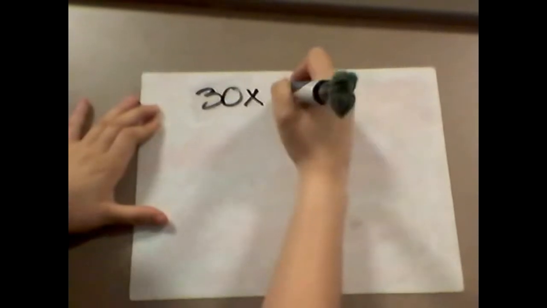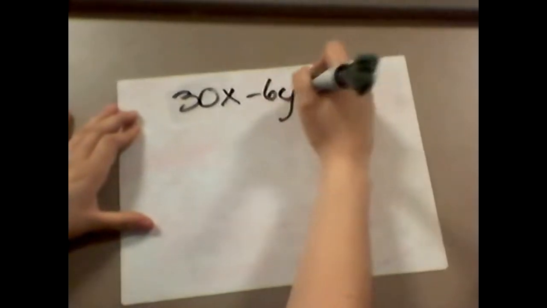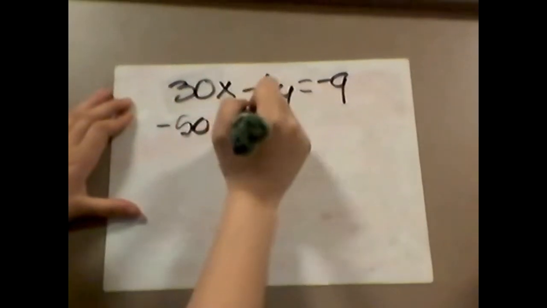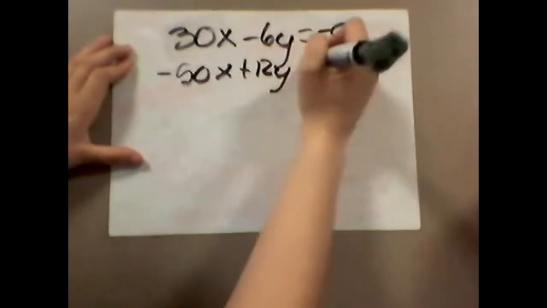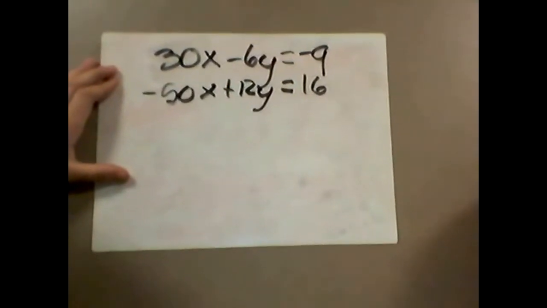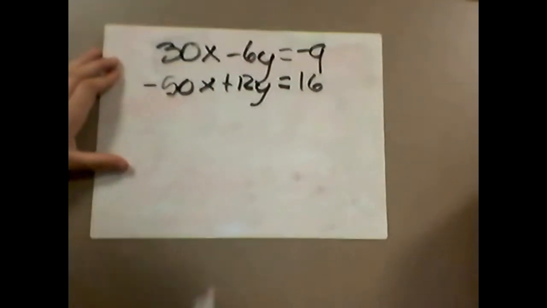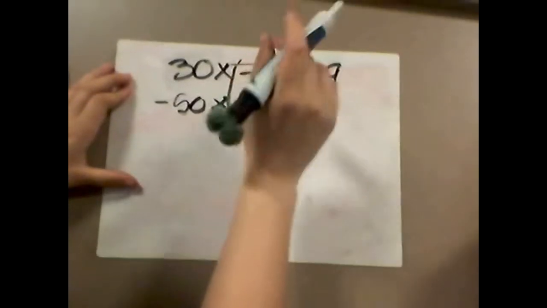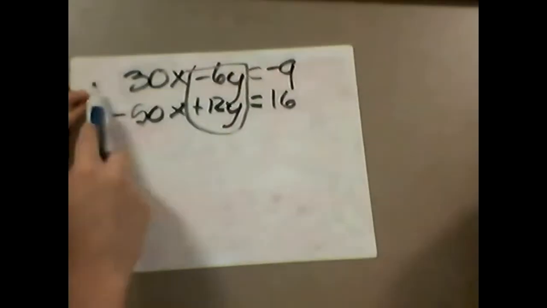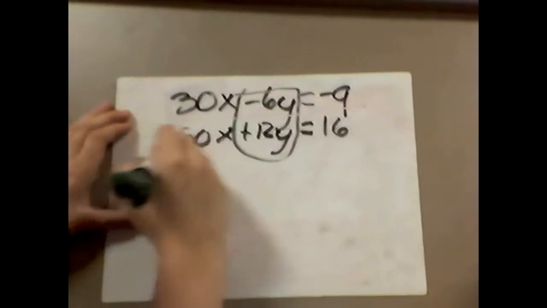Let's try one more problem. The third problem is 30x minus 6y equals negative 9, and negative 50x plus 12y equals 16. Again, there's no same number with opposite value, but here we have a negative 6y and a positive 12y. So if I multiply the top equation by 2, then that would get me a negative 12y, so I can cancel this out.